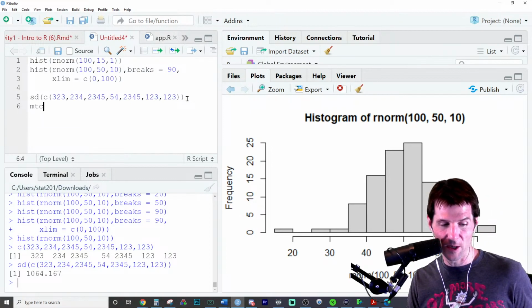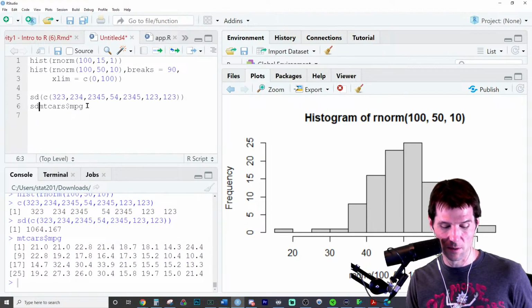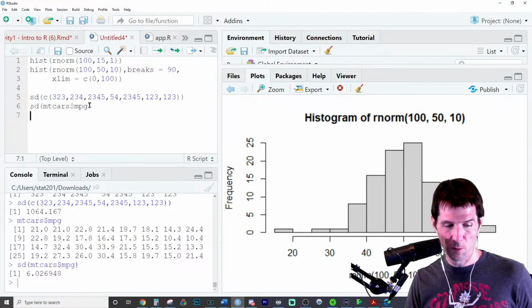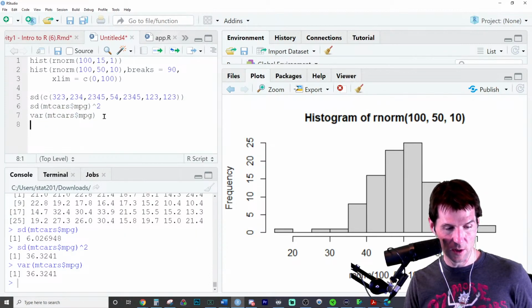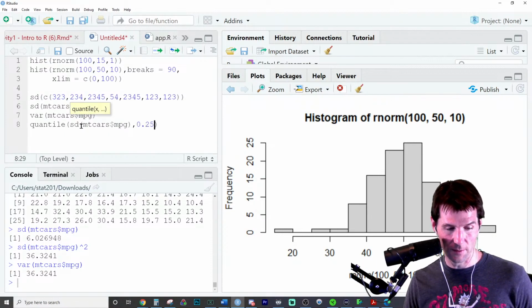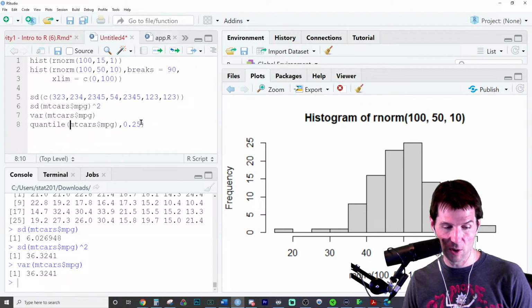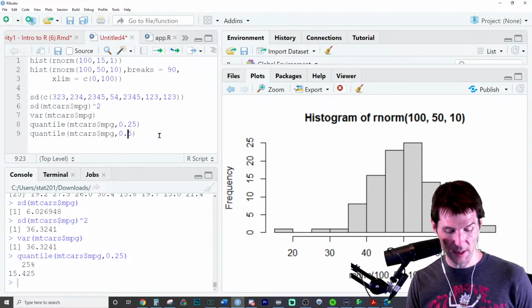If I have a data frame right here and I'm working with it, and I want the standard deviation, I just say, what's the standard deviation? If I want the variance, I can square it, or I could literally just take the variance of it. This is why we don't do these things by hand. If I want the quantiles, I can get the 25th percentile. Here's Q1. Here's Q3, and Q3 just changes to 75%.